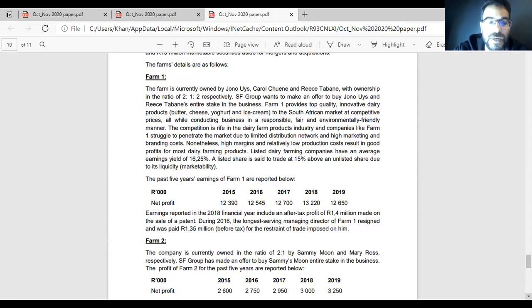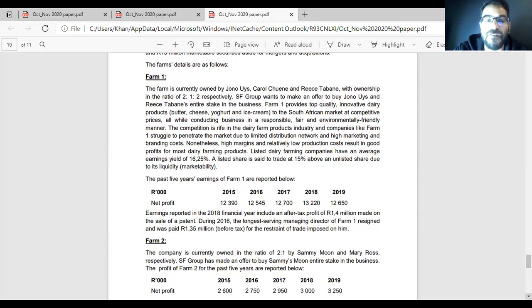So once again, we'll have to adjust 2016's figure with that restraint of trade. Why? We're not going to be paying a restraint of trade every single year. So as a result, that is a once-off item, and we need to make that adjustment to get a maintainable figure.